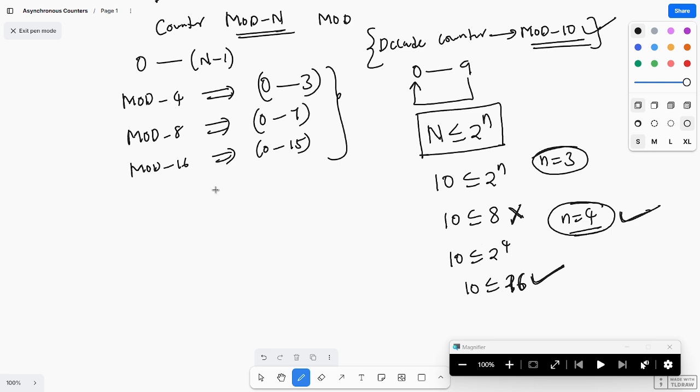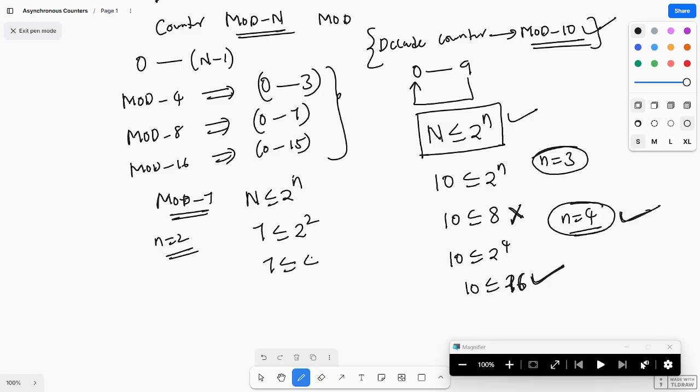Like this you can decide, suppose the number of flip-flops is not given. Suppose a mod 7 counter needs to be designed. N is less than or equal to 2 power n. Suppose you keep n equal to 2: 7 is less than or equal to 2 squared, so 7 is less than or equal to 4. This condition is false. Next you keep 3: 7 is less than or equal to 2 cubed, so 7 is less than or equal to 8. This condition is satisfied. So how many minimum flip-flops are required to design a mod 7 counter? 3 flip-flops are required.